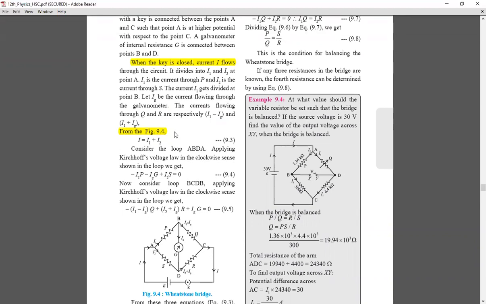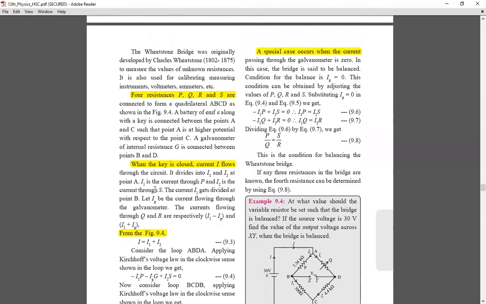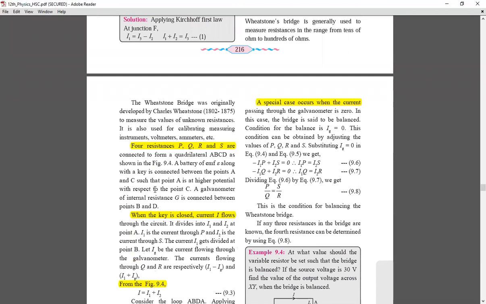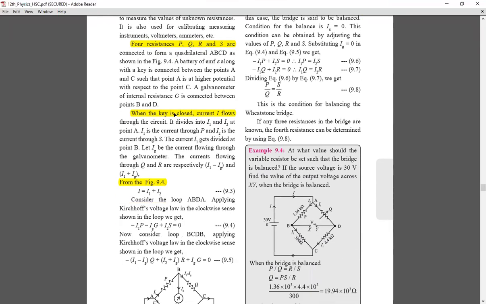Here this derivation is done in a general way, so which three of the four resistances are known is not specified. So let's understand this method. The main aim of this method is to determine the unknown resistance of a body when three resistances are known to us. Construction: four resistances P, Q, R and S are connected to form a quadrilateral ABCD.